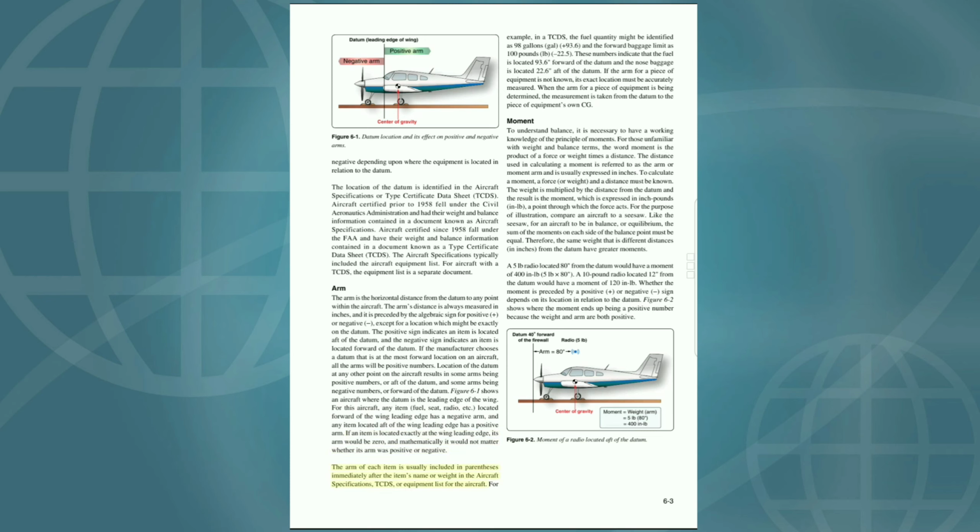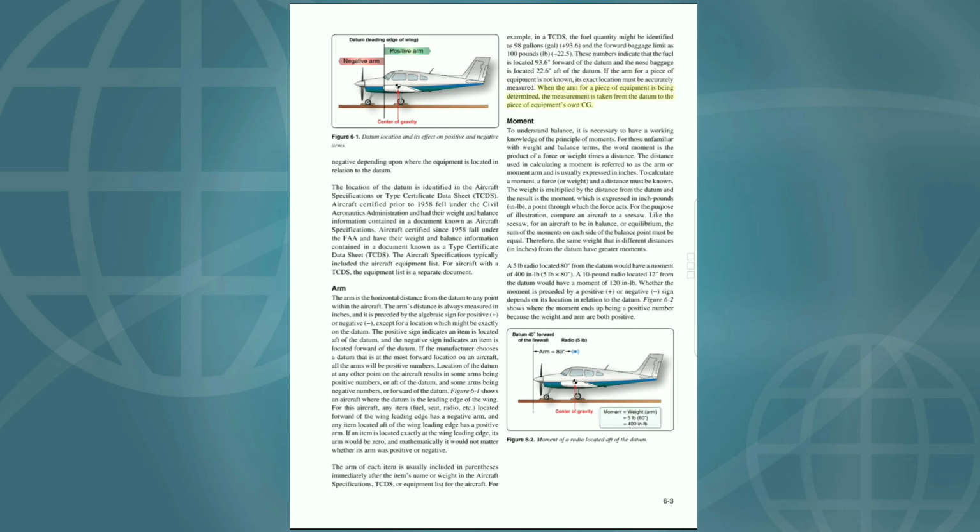The arm of each item is usually included in parentheses immediately after the item's name or weight in the aircraft specifications, TCDS, or equipment list for the aircraft. For example, in a TCDS, the fuel quantity might be identified as 98 gallons, gal, plus 93.6, and the forward baggage limit as 100 pounds, dash 22.5. These numbers indicate that the fuel is located 93.6 after the datum and the nose baggage is located 22.5 forward of the datum. If the arm for a piece of equipment is not known, its exact location must be accurately measured.